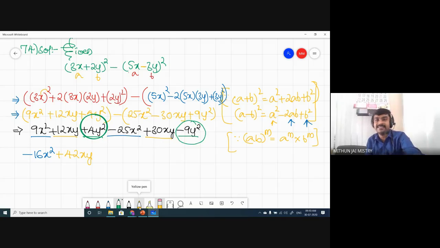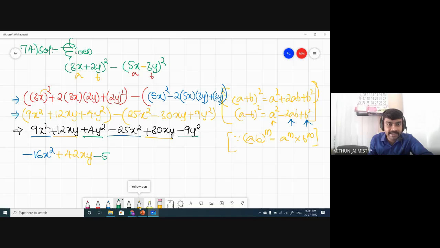So that is 4 minus 9. You just talk about the numbers, 4 minus 9. What is 4 minus 9? Small number minus bigger number, so we will get minus 5y square. 4 minus 9 is minus 5. I hope you understood, everybody.